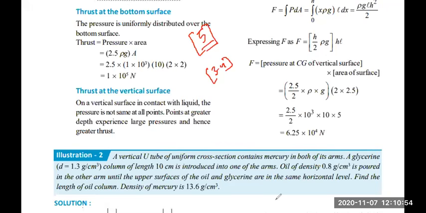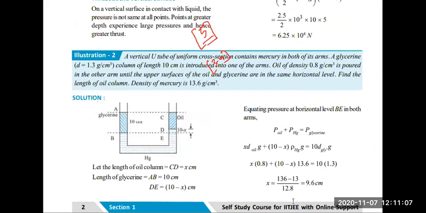Now, what does this problem say? A vertical U-tube of uniform cross section contains mercury in both arms. So let's see the diagram. So this is the diagram, right, everyone? I hope all of you could draw this. U-shape. Now a glycerin column of half the density of mercury, length 10 centimeters, is introduced in one arm.